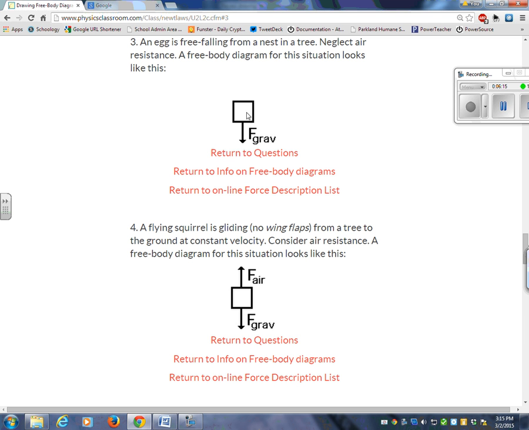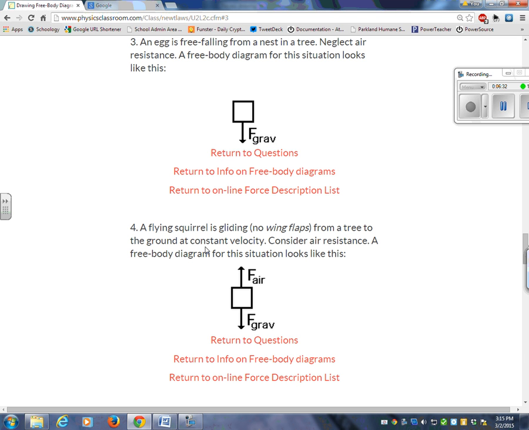Zach, is this object accelerating? Yes. How can you tell? There's only one force. Could it be accelerating if there's two forces? Could be, if they weren't equal. If they weren't equal, very good. In this case here, you're right, there's only one, and it's accelerating.